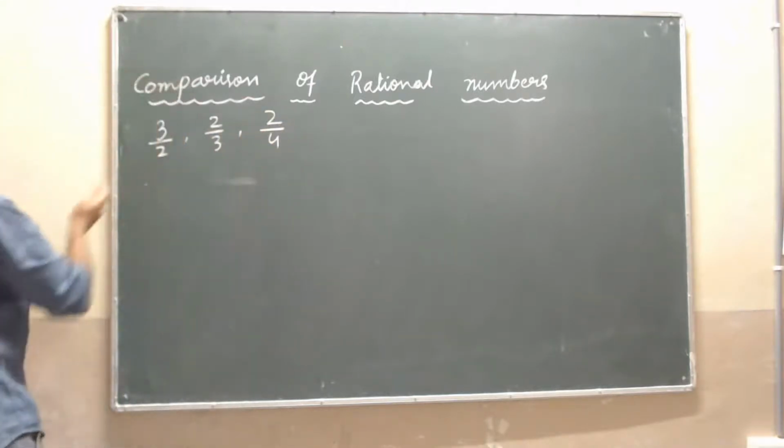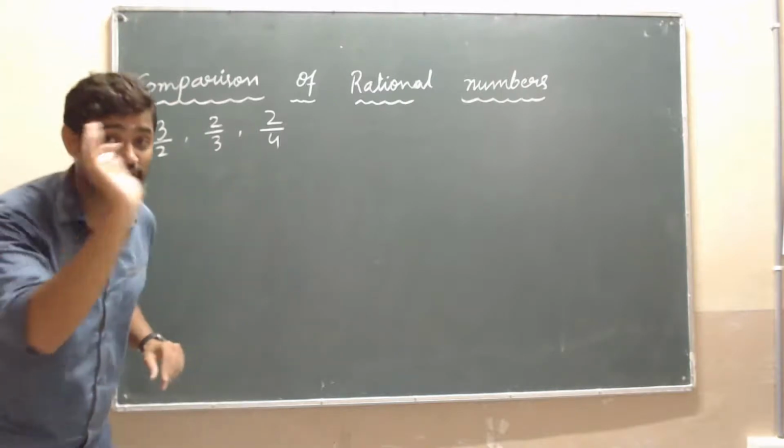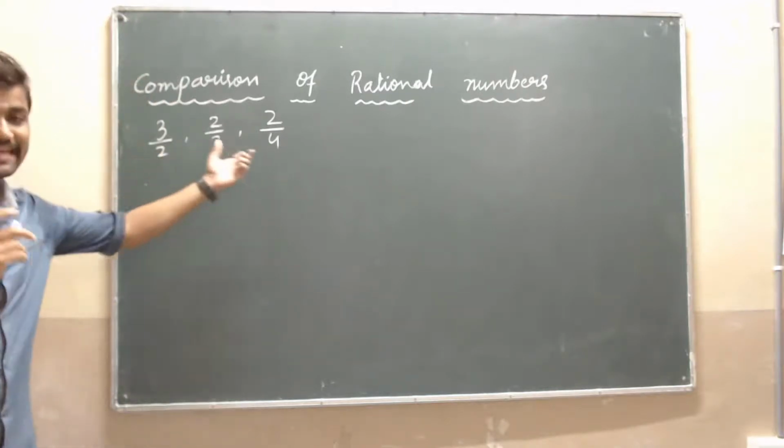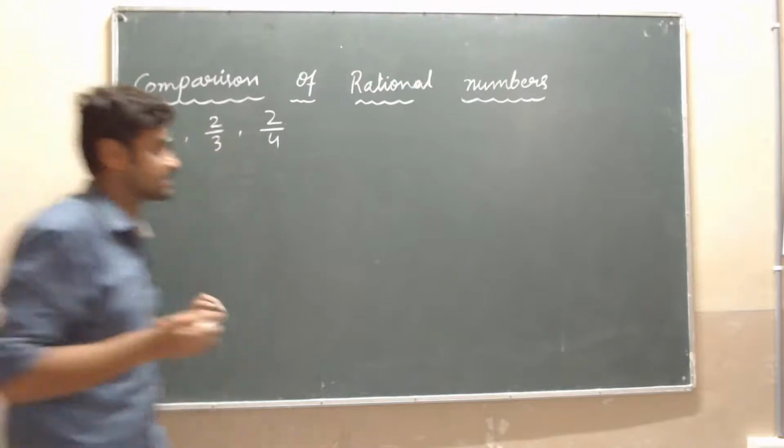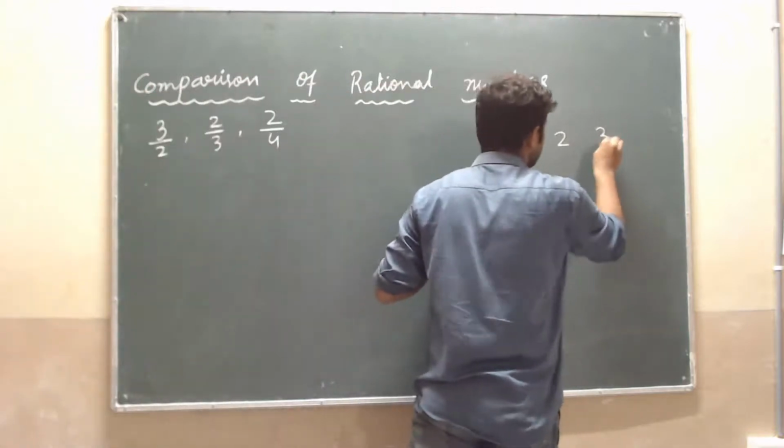We have to compare these three rational numbers. First, what do we have to do? We have to take the LCM of these three denominators, that is 2, 3, 4.